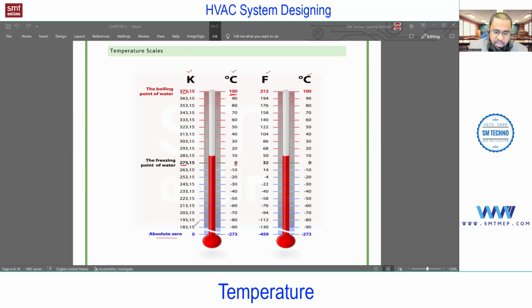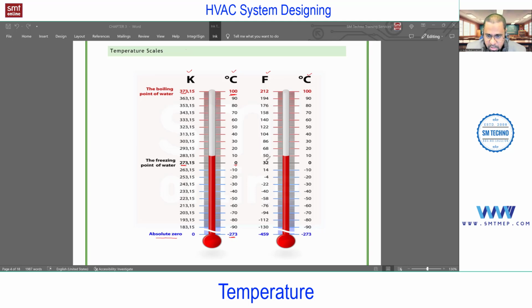Okay, because Kelvin here is the absolute zero, and you see minus 273. If you want to convert centigrade to Kelvin, we have this conversion, 273. But you see, Kelvin is not commonly used in this HVAC industry. Most commonly you'll find Fahrenheit and centigrade. So we'll discuss this, and this is important.